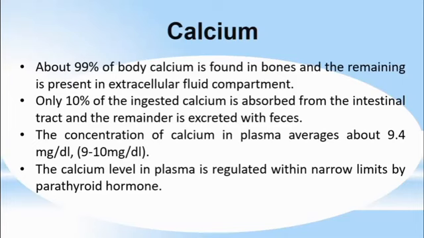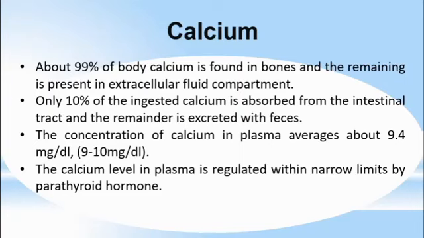So let's start to discuss these electrolytes in detail. The first electrolyte is calcium. About 99% of body calcium is found in bones, and the remaining 1% is present in the extracellular fluid compartment. Only 10% of the ingested calcium, that we eat or take with food, is absorbed from the intestinal tract, and the remainder is excreted with feces.